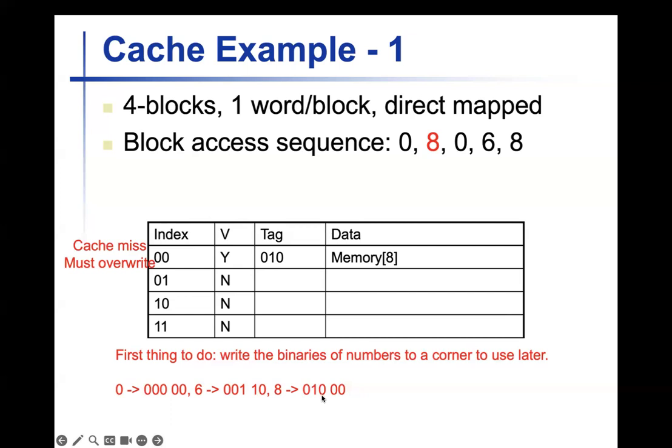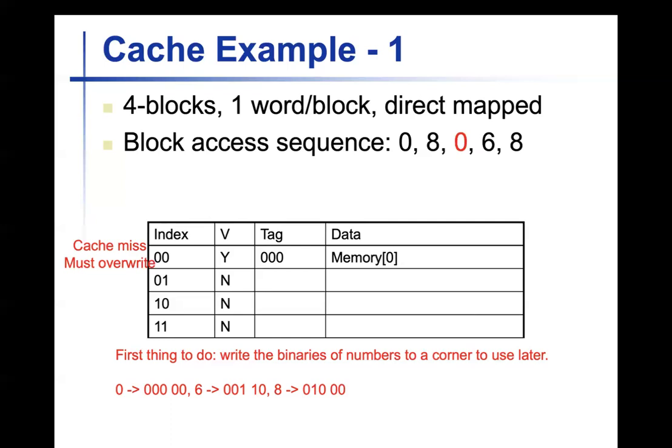And then my next request is going to be 0 again. Since it has to go into index 00, since the last 2 bits are zeros, the data is going to come here. It did not exist here, memory location 8 was here, so we have to overwrite that. It's a cache miss. So we are going to put memory 0 back into this index again.